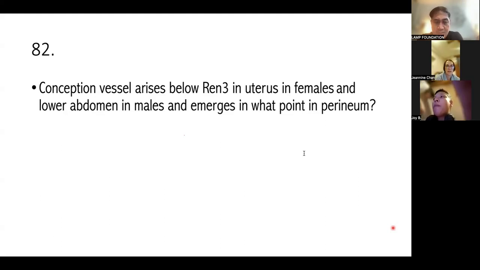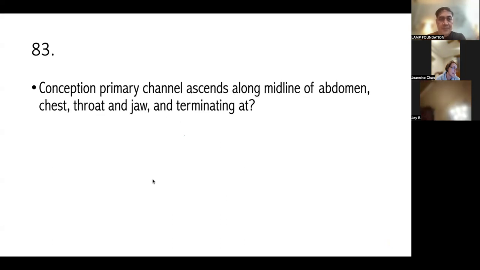Are you sure? REN 3 is fortune, REN 4 is three tune below. The doctor has it reversed. Okay, can you answer this? The conception vessel arises below REN 3 in the uterus in females and lower abdomen in males. It emerges at what point in the perineum? REN 1 po, Doc. It emerges at REN 1.